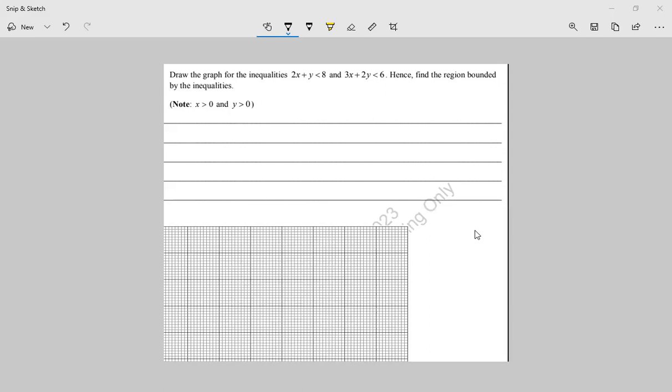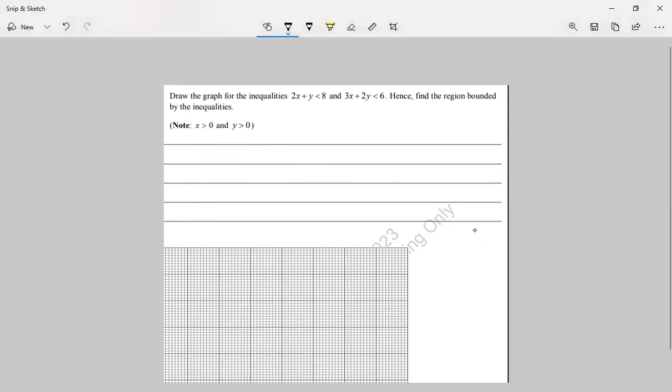The question belongs to the inequality of the graph. There are two constraints given over here. What is the procedure? We need to find the x-intercept and y-intercept of each constraint one by one. The first constraint is 2x plus y less than 8.